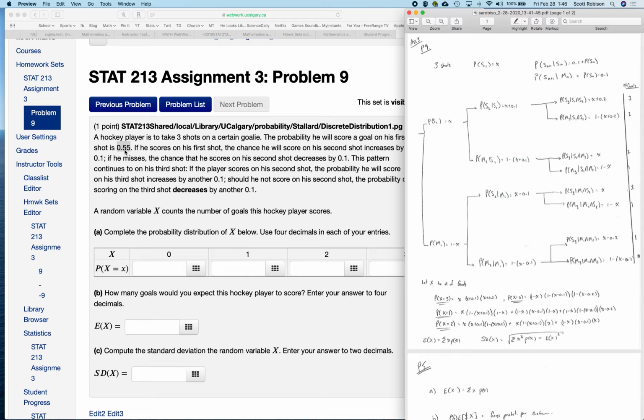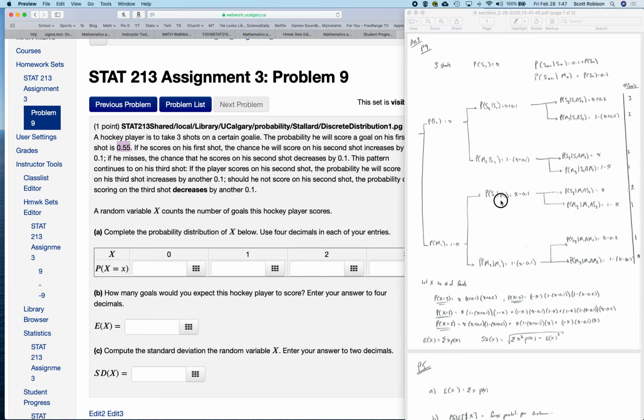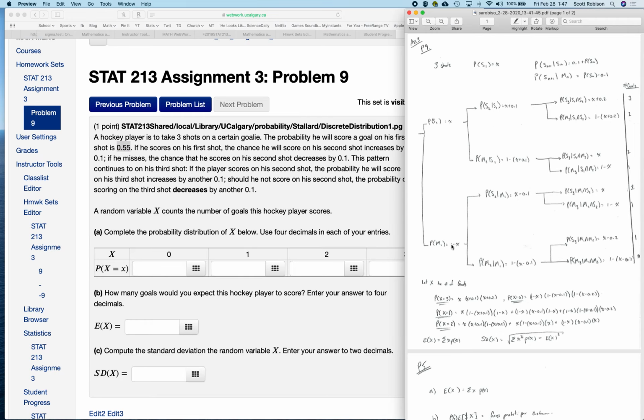So, I mean, the start is pretty clear. I'm starting with a 55% chance of scoring and then a 45% chance of not scoring. And if I score, then this number here, the probability of scoring a second time, would be the probability of the first plus 0.1. Okay, and then of course, whatever this is, 1 minus that has to be the probability of the alternate, which would be missing the second one given you scored the first.